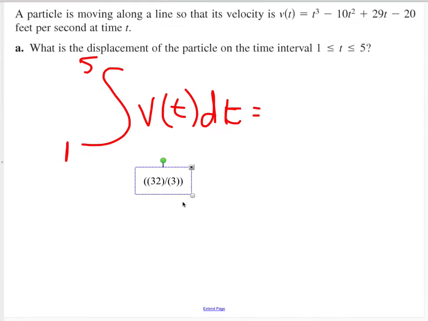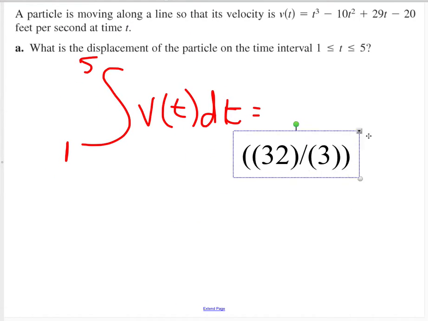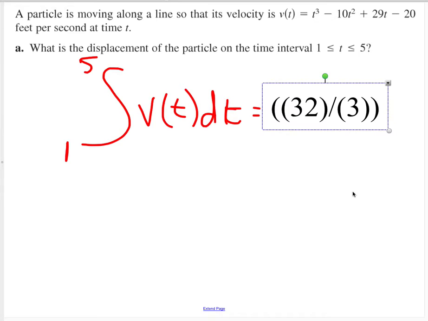Or 32 thirds. Sorry, 32 thirds. You guys can probably say, what do you think in 32 seconds? So the displacement is 32 thirds. If you want to do a decimal, fine. Some of your calculators probably gave you a decimal. That's great. Otherwise, this is an acceptable answer. Maybe you don't need all the parentheses, but you get the idea.